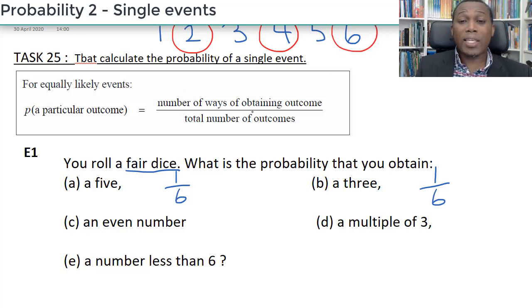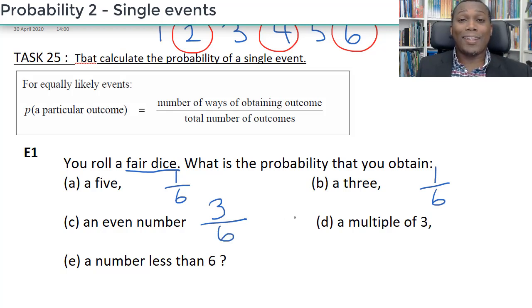So the different number of ways to get an even number, there are 3 different ways to get an even number. The total number of outcomes, well, there's 6 numbers on the dice, so 3 out of 6.